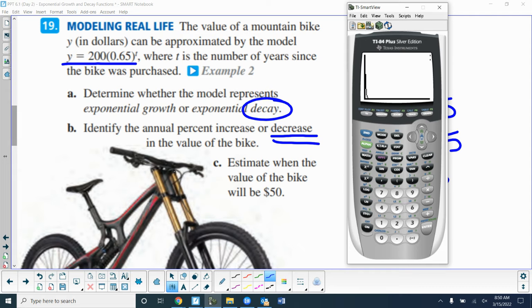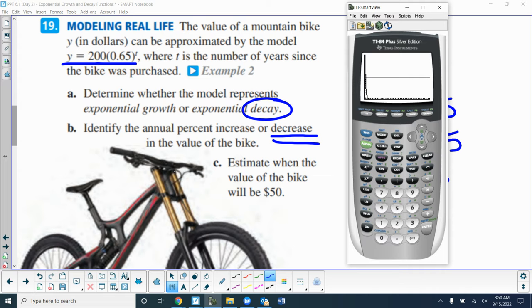Wow, we can't see that very well either. Let's not go by 1s. Let's go by 5s for both. Okay, that'd be okay too. Now still, you can't see your decay graph very well. All right, but we can see our y equals 50 line.